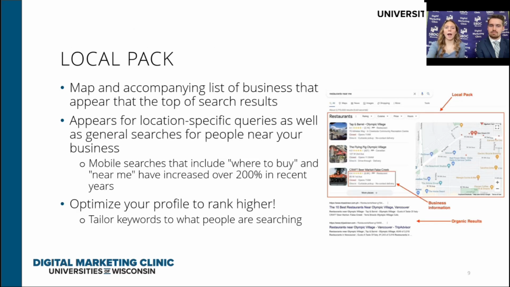Okay, so the local pack. This is a part of your Google business profile, and it shows up on the map. It has a list of businesses that appear at the top of the search results. This is normally the first 3 businesses that appear. It appears for location-specific queries as well as general searches for people near your business.